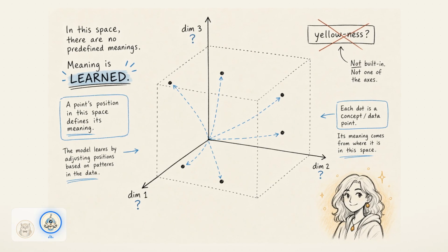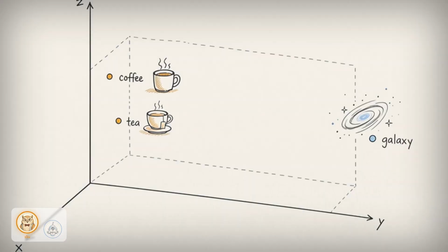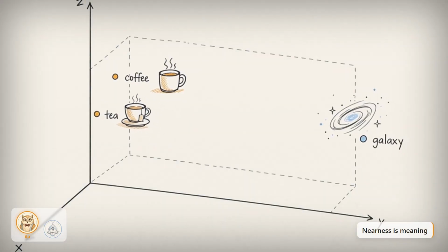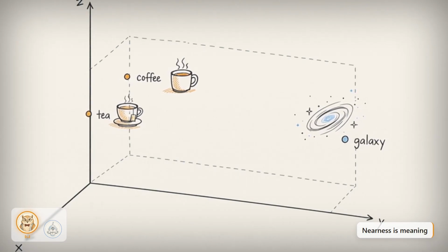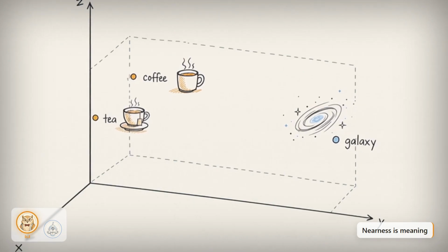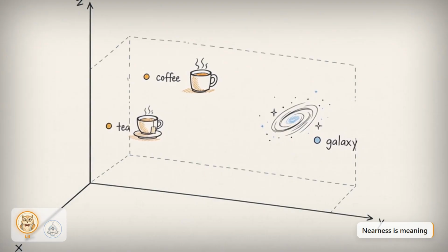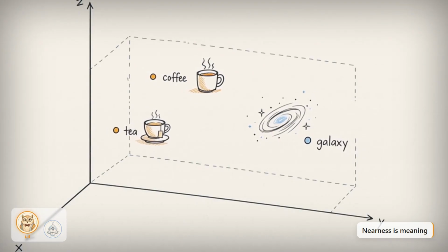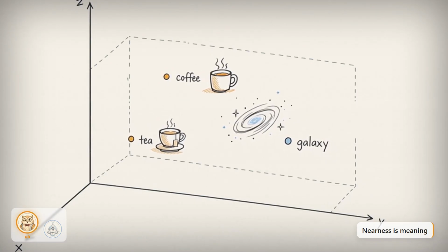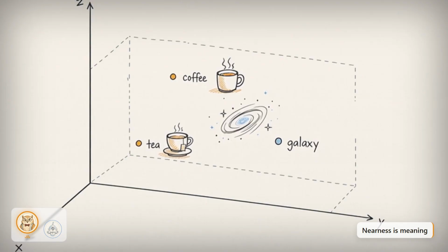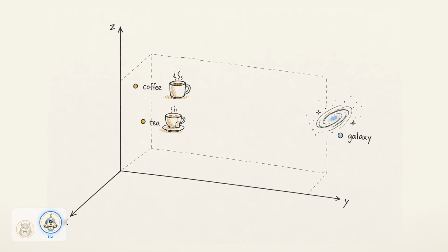Meaning as a location. Okay, sell me on it. Here's the payoff. Tokens used in similar ways land close together. Coffee and tea become neighbors. Coffee and galaxy end up far apart. There's an old line in linguistics. You know a word by the company it keeps. The model turns that into geometry. Nearness becomes meaning.